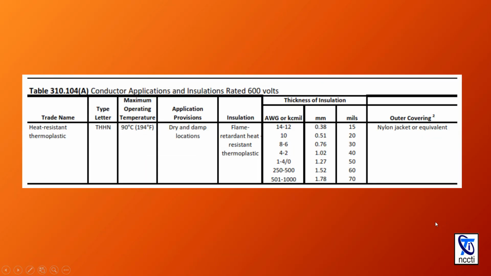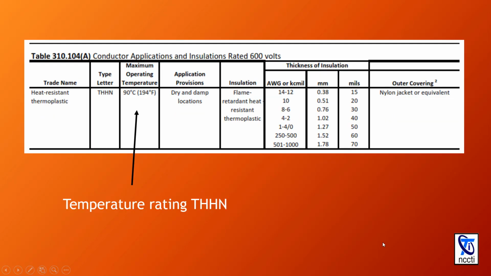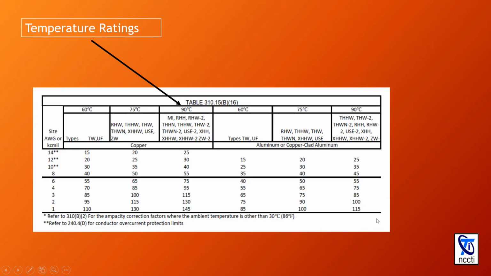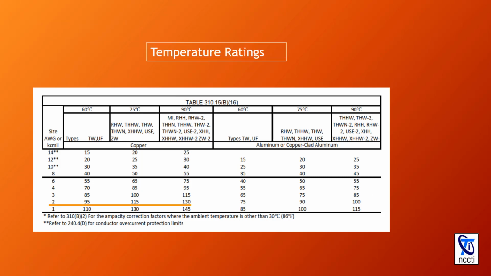This table provides a lot of useful information about the conductor THHN. For instance, you can install this in dry and damp locations, which means you can install this on a whip for an outdoor heat pump. So THHN maximum operating temperature is 90 degrees C. Okay, going back to table 16, it's showing that THHN would be found in the 90 degree C column. So for number 2 copper AWG, THHN would equal 130 amps.